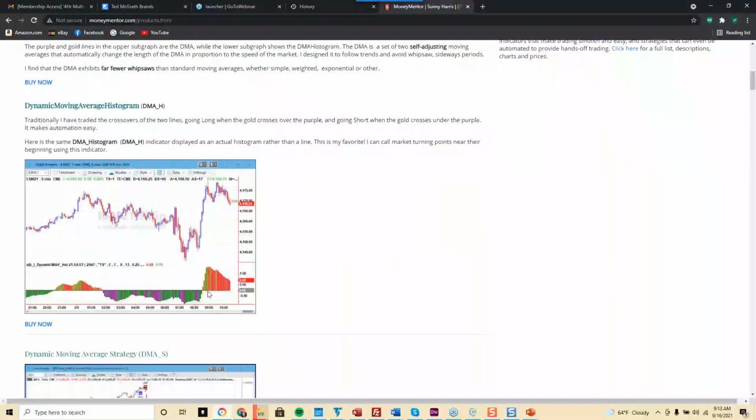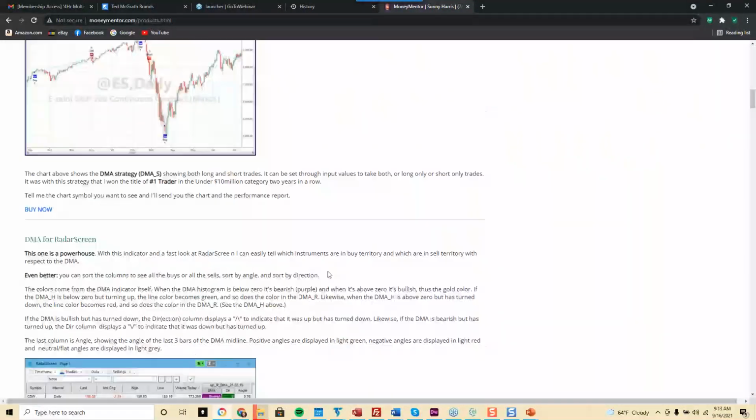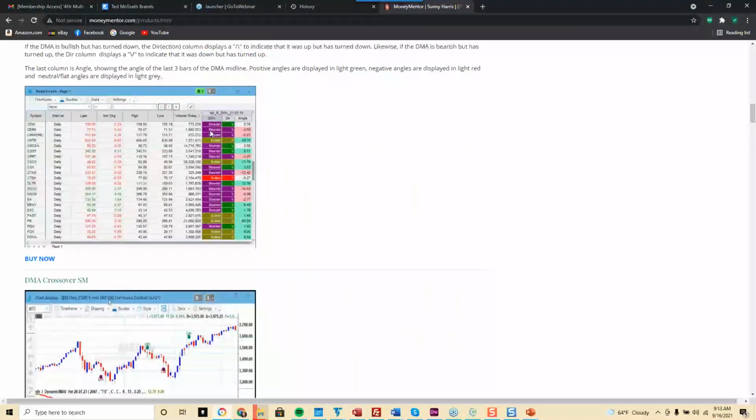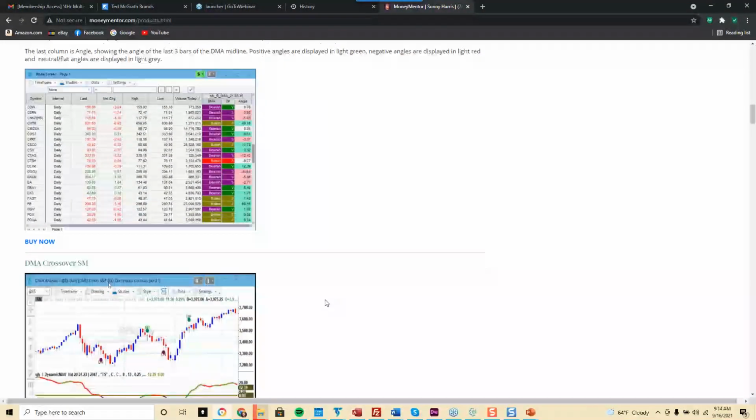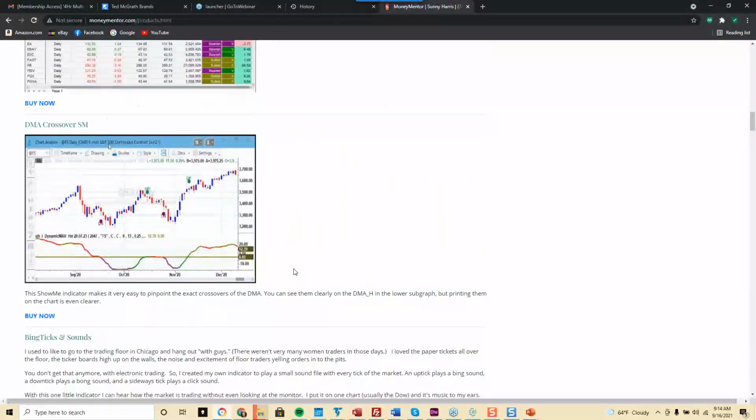This is the DMAH. You can see the same lines I showed you on the chart. That's the strategy. You'll see this in my Sunny Side of the Street. This is a spreadsheet, really, but they call it Radar Screen, showing you can sort by these and see all the stocks that are the highest profitability targets. So it goes on and on and on.